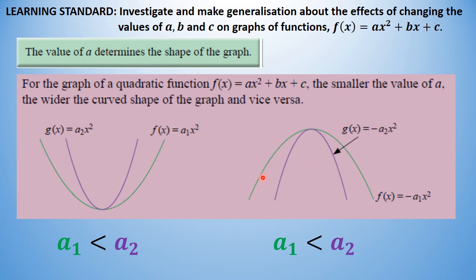This one is also the same. We look at this one. The green graph is wider, right? But the a1 is smaller. The value of a is smaller. Wider, the value of a is smaller. And then for the purple graph, the value of a is big.